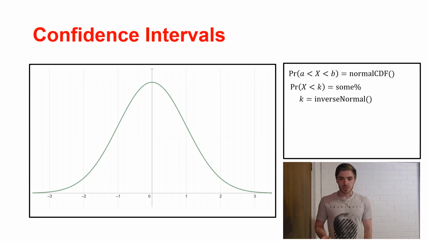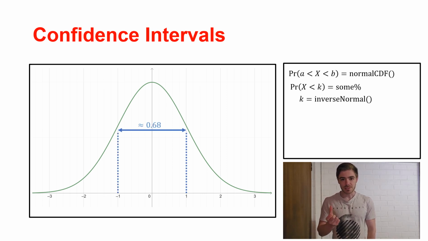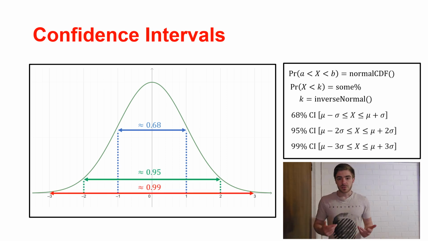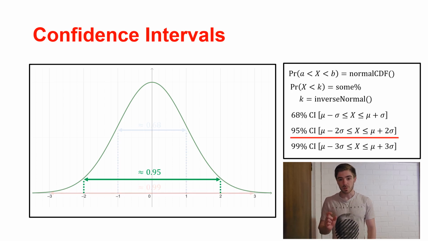Confidence intervals are also a common question that comes up in the normal distribution. All a confidence interval is, is a certain probability that is contained either side of the mean. For example, the 68% confidence interval is roughly contained between plus and minus 1 standard deviation from the mean. The other two confidence intervals are the 95 and the 99% confidence intervals, which are plus or minus 2 and plus or minus 3 standard deviations respectively. The most common one is the 95% confidence interval.